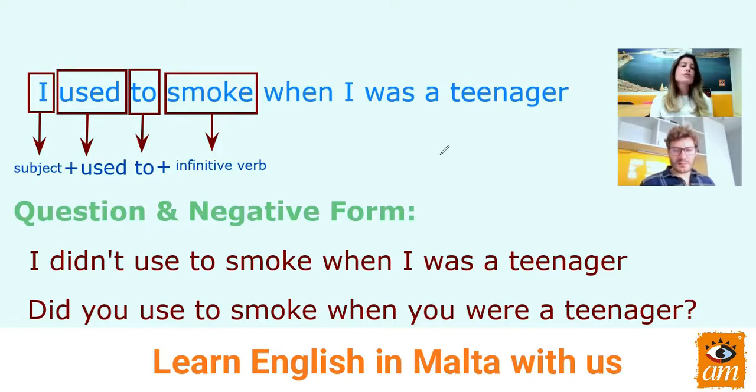Now, as you can see on the screen as well, we have the question form and the negative form. So the negative form would be, "I didn't used to smoke when I was a teenager," which is very much like a normal past simple negative. Please note that the D in "used to" is no longer there because of the auxiliary verb "didn't". As well as the question, "Did you used to smoke when you were a teenager?" Notice the D in "used to", again, is no longer there.